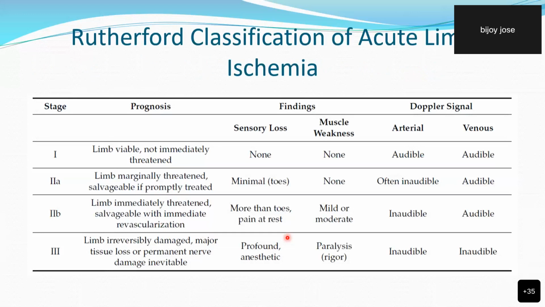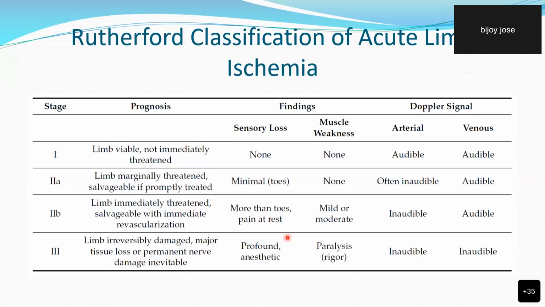This is the Rutherford classification of acute limb ischemia. Category 1: the limb is viable, not immediately threatened, and there is no sensory or motor weakness. On Doppler examination, we can get both arterial and venous signals. In category 2A, the limb is marginally threatened, salvageable if promptly treated. So we are not supposed to waste any time. We have to take quick decisions in category 2A and 2B.